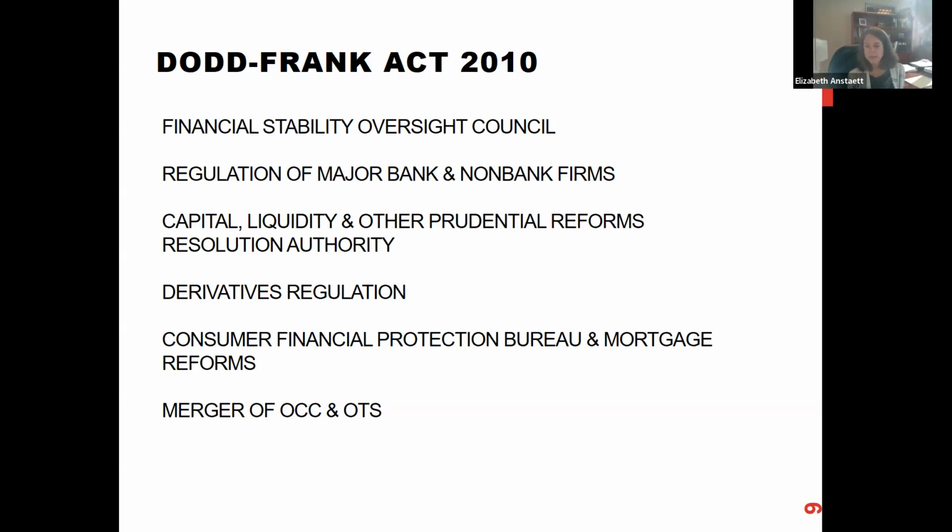But since we were creating a new bureau, and we already have quite a lot of federal banking agencies, the Dodd-Frank Act did merge the OCC and the OTS. So we sort of stayed at the same level of regulators. But it does create potentially for the larger national banks a fourth regulatory agency, the Consumer Financial Protection Bureau, as well as the OCC, the FRB, and the FDIC.